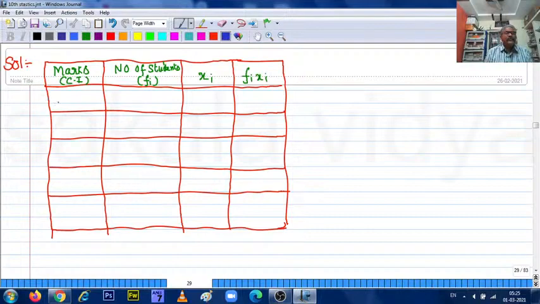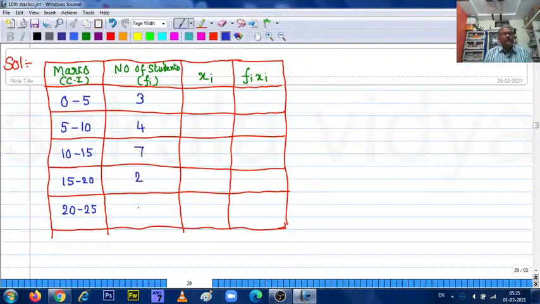See, first write 0 to 5. This is 5 to 10, next class. Next class is 10 to 15. Next class is 15 to 20. This is 20 to 25. Here write down 3, 4, 7, 2 and 4. So find out the mid value.